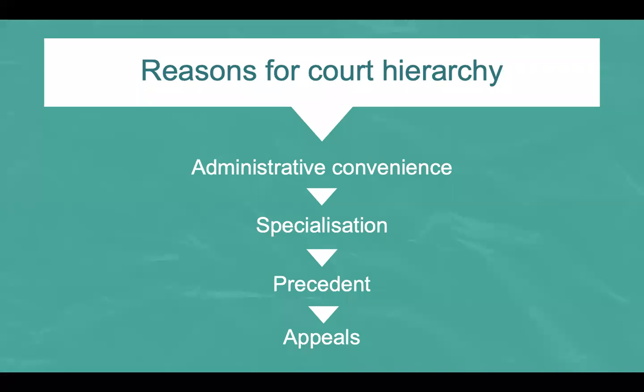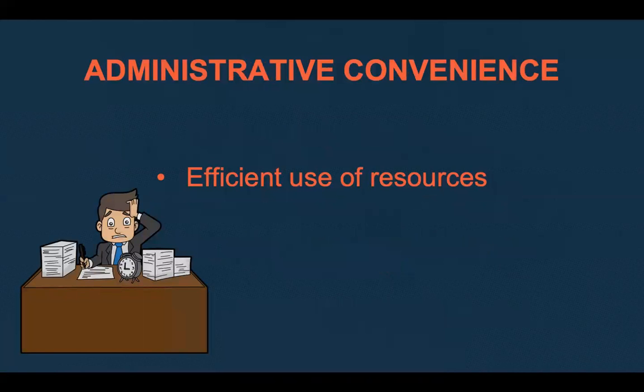All right, moving on, we have reasons for court hierarchy. Firstly, we have administrative convenience. Essentially, this allows the courts to more efficiently use its resources. A really simple example is that trials and hearings that take place in the magistrate's court don't use juries. They don't use juries because they're so minor, so there is no need for that court to go through the process of impaneling a jury.